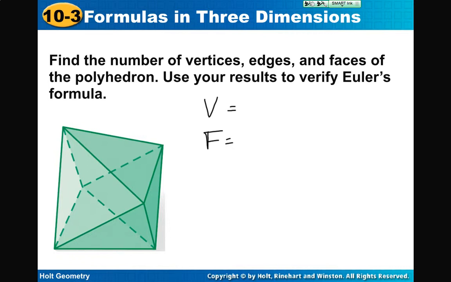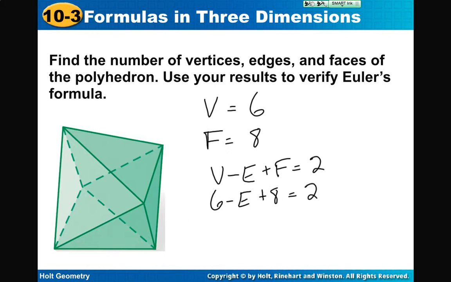How many vertices? 6. How many faces? 8. So then to calculate, I'm going to use the formula that's on the wall. Okay, 6 minus E plus 8 equals 2. 6 plus 8 is 14. 14 minus what is 2?